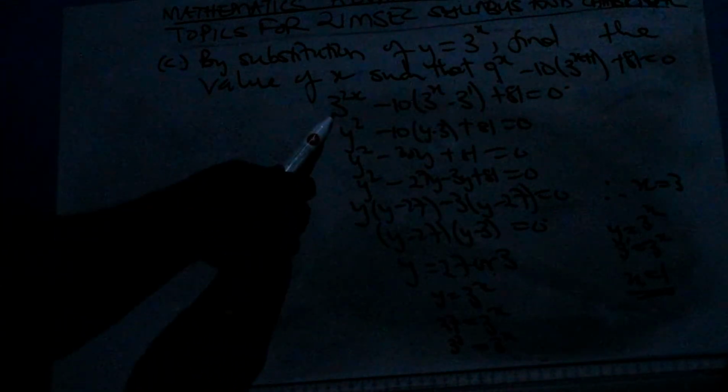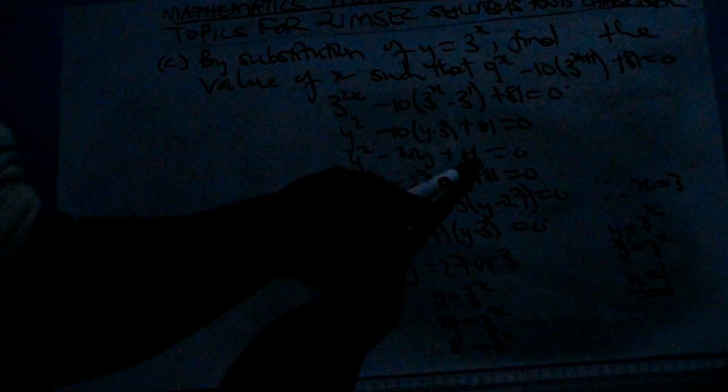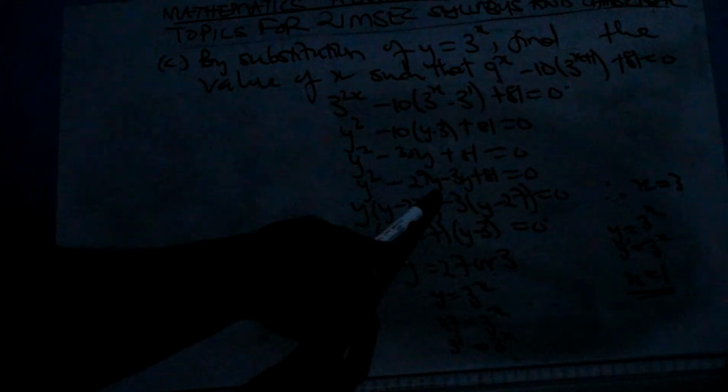So let me further break down the question. We have 9 to the power x. We break it down into 3 to the power 2x, minus 10 bracket, and we break down 3 to the power x plus 1 into 3 to the power x times 3 to the power 1, then plus 81. We substitute the value of y that we are given, that y equals 3 to the power x. So y squared minus 10 times 3 times y gives 30y, plus 81 equals 0. Then this is a quadratic equation. The next step is to factorize it by finding the factors of the middle term, which is y squared minus 27y minus 3y plus 81 equals 0.